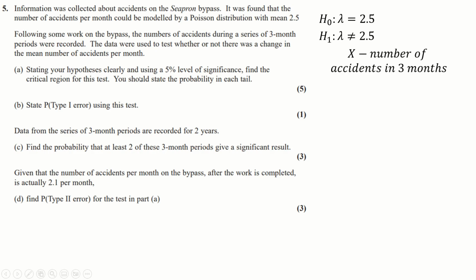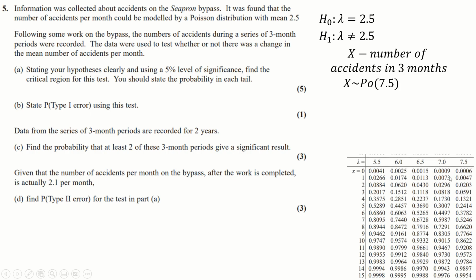So I find it's best just to, firstly, X is the number of accidents in 3 months. Now they've given us a 1 month thing here. So we'll just times this by 3 to do our distribution with 7.5 instead. So that's fine. I find it easiest to just get out the table. So look for 7.5 and find the number that's below 0.025.